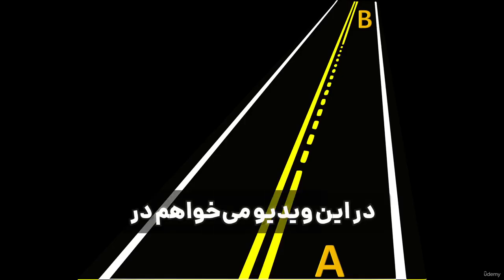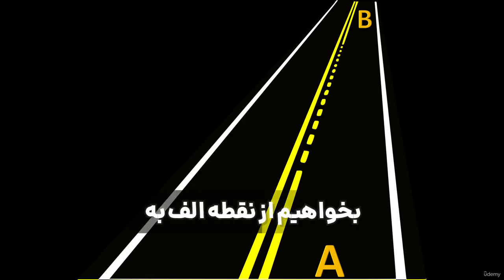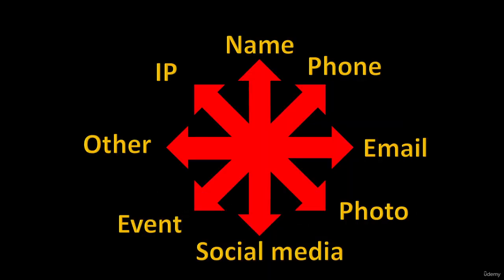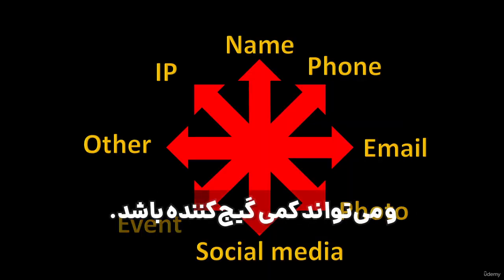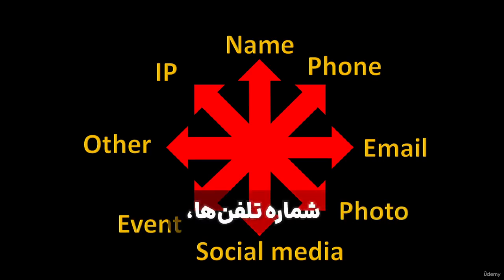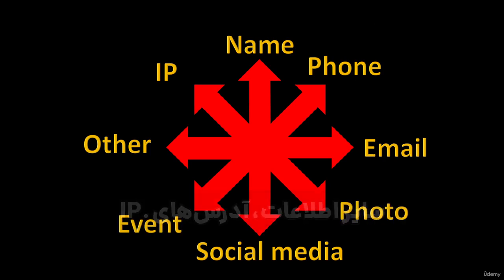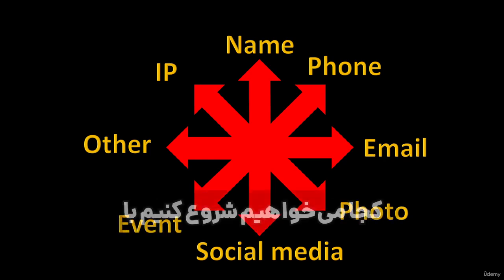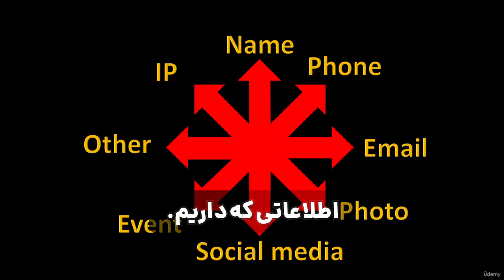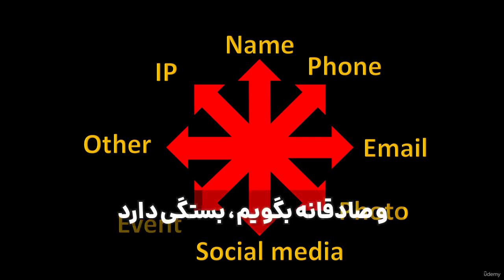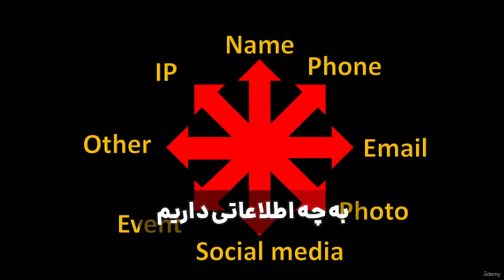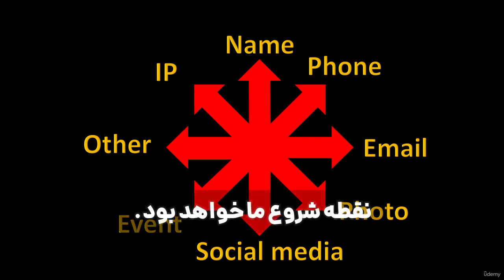In this video, I want to talk about OSINT steps. Now, there's a lot of different ways if we're trying to get from A to B with our information or our investigation. And it can be a little confusing. Names, phone numbers, email addresses, photos, social media, events, other information, IP addresses. It can be confusing where we want to start with the information that we have. And honestly, what information we have is going to be our starting point.